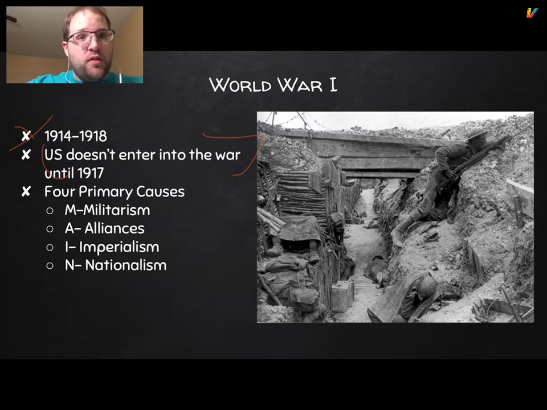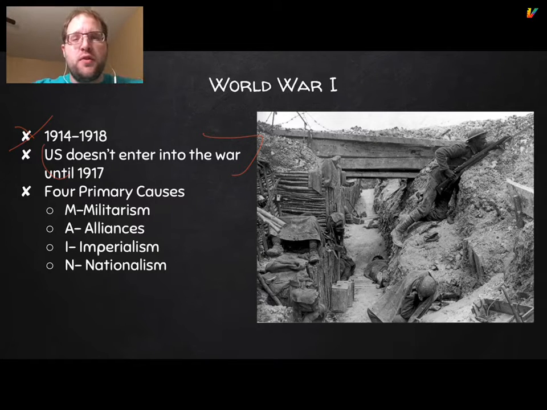And remember why the U.S. gets involved in World War One. Originally, we were neutral. We stayed out of it. But because of the Germans and their submarine warfare, the sinking of the Lusitania, which was that British passenger ship that had Americans on board, and then the Germans sinking our trade ships. We talked about how they kept doing that, and so that was one of the reasons why we get involved.